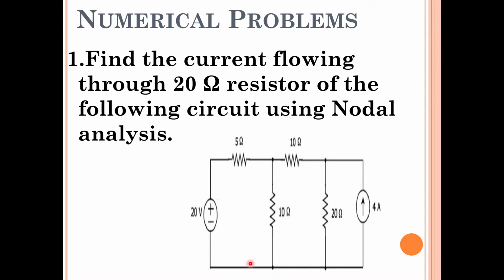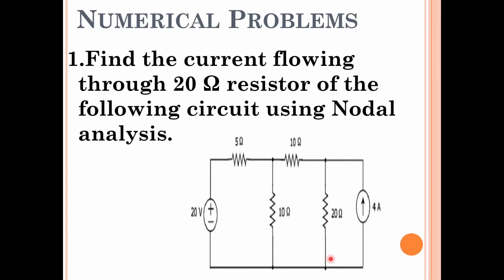First of all, check how many nodes there are here. These are the sources: one voltage source and one current source. From the current source, current will flow like this. From this voltage source, current will flow like this. At this junction, current is dividing, so this is a node. Whatever current is coming from this source, both currents may meet here and enter this resistor. So this is also a node.